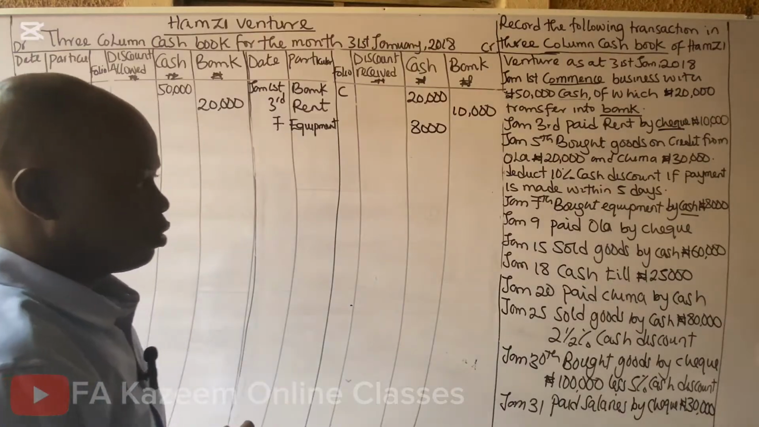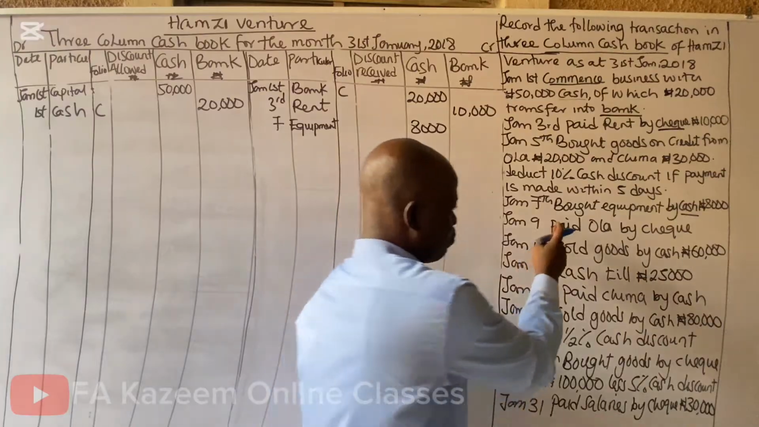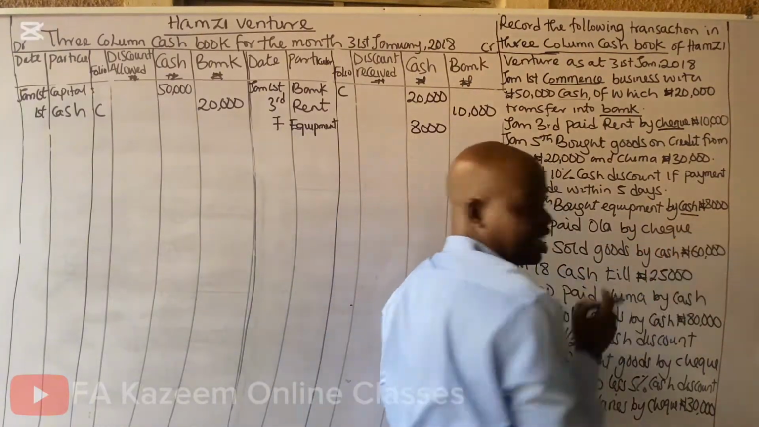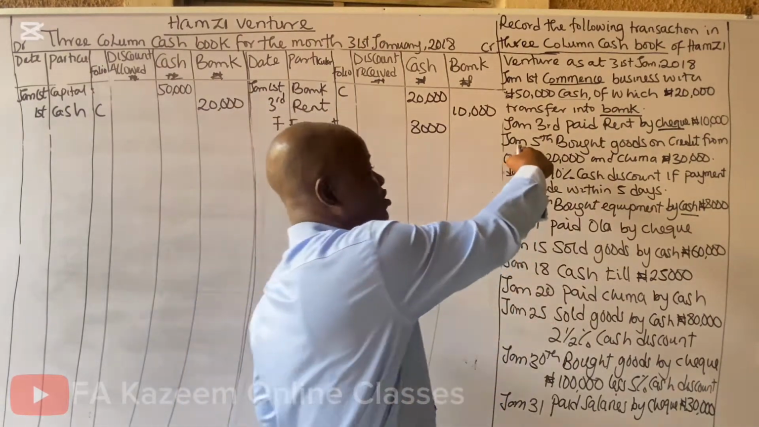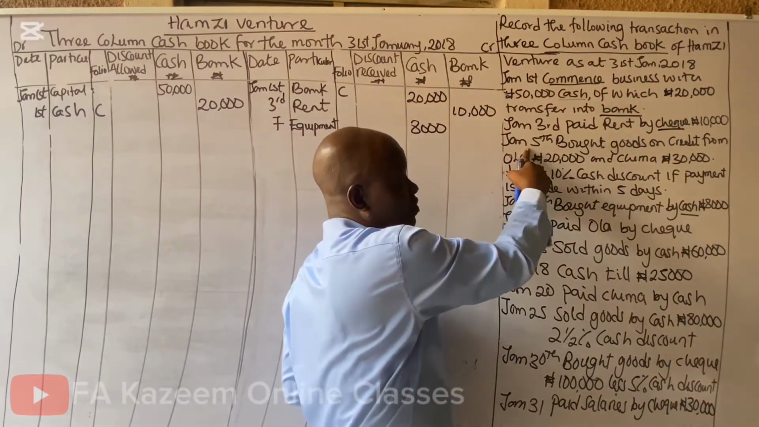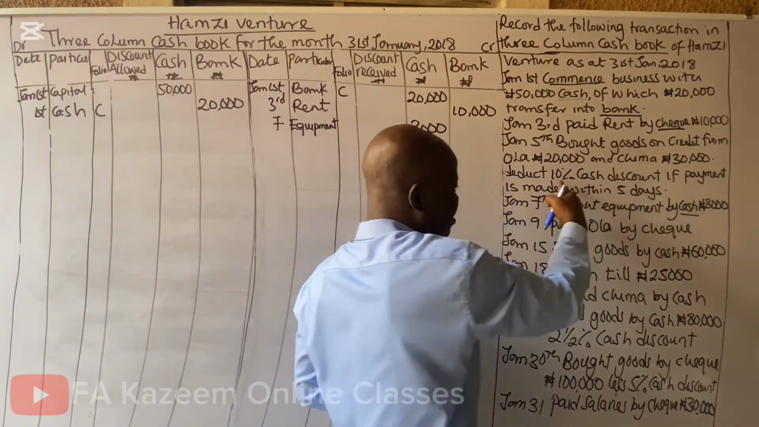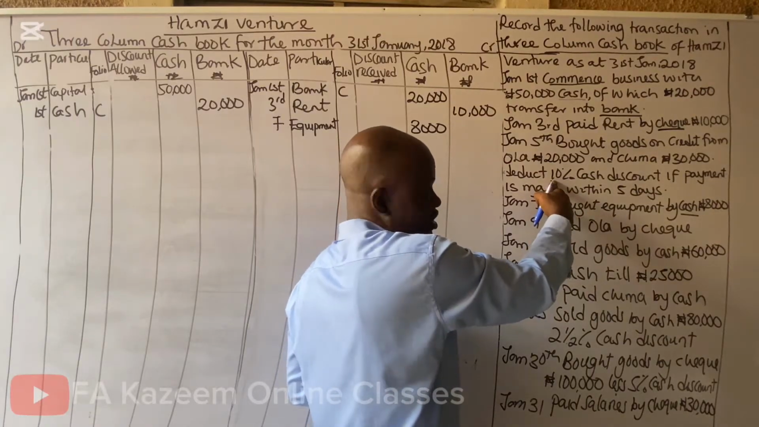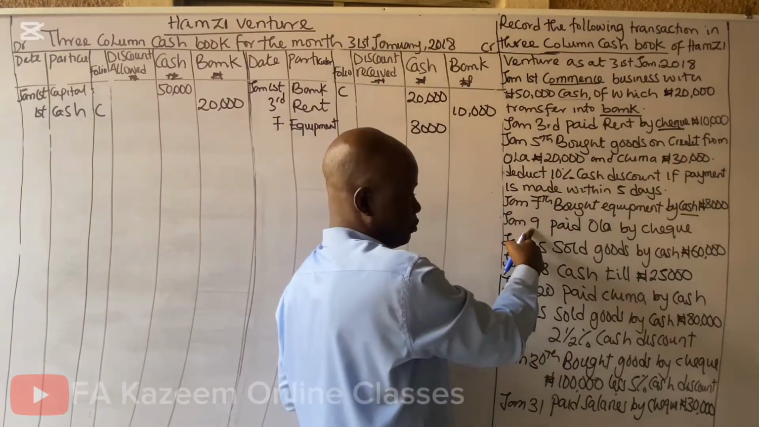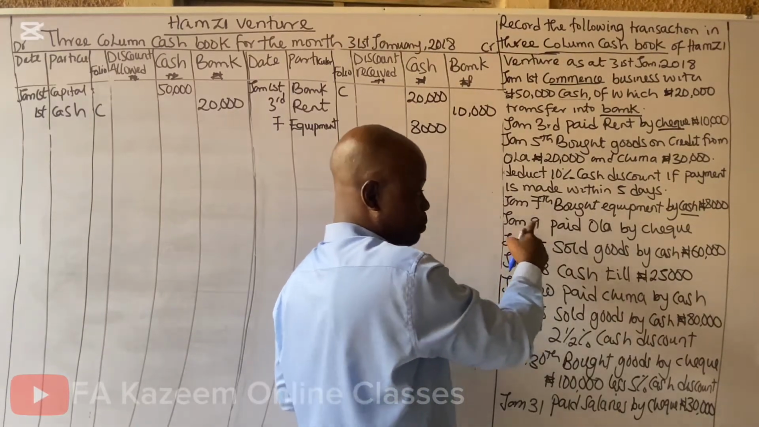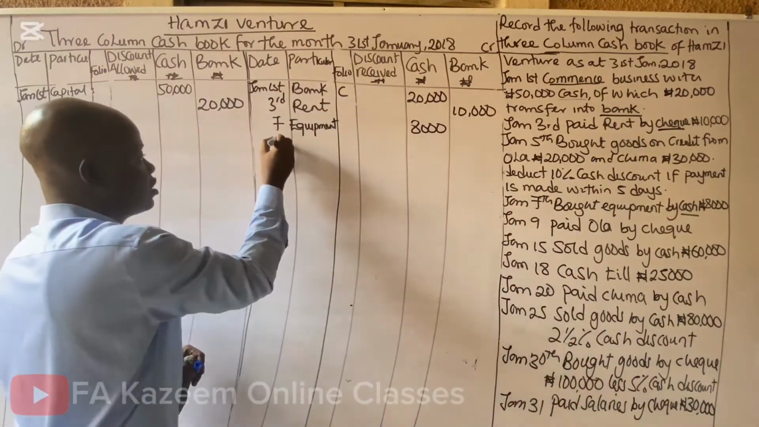January 9. Now, let's look at January 9 with key interest. Paid Ola by check. You see that there's no amount at the front. The reason why there's no amount at the front is that they are telling us to go back to January 5. On January 5, goods were bought on credit from Ola and Chima. And there's a condition that said, if payment is made within what? 5 days, and the 5 days lapse on January 9.